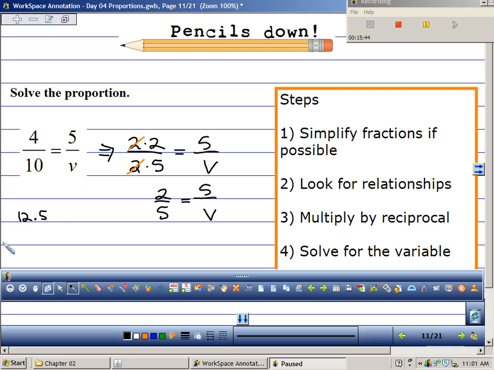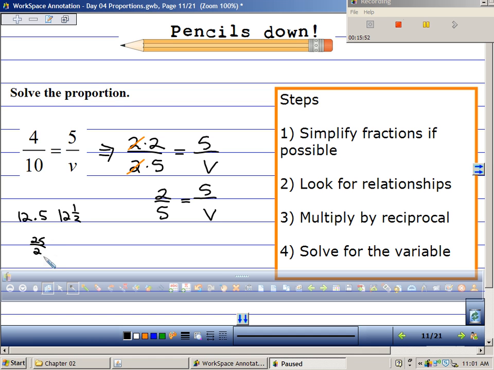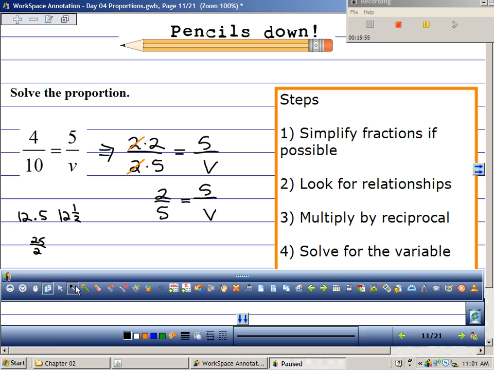12.5. What's 12.5 in fraction? 12 and a half, which is 25 over 2. Let's see what happens if we're right. I'm hoping. I'm doing this on the slide. All right, so 2 over 5 equals 5 over b. So I'm going to cover it up. Cover it up on your homework until you get used to it.